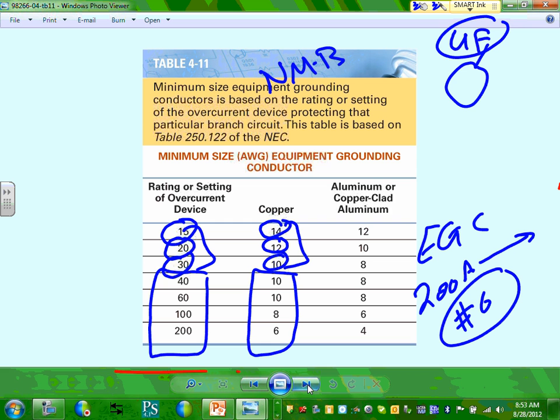Everybody knows what the equipment grounding conductor is? This is not the service. This is not the bonding. This is the conductor that goes to ground the equipment, the frame of the equipment. The frame of the equipment.